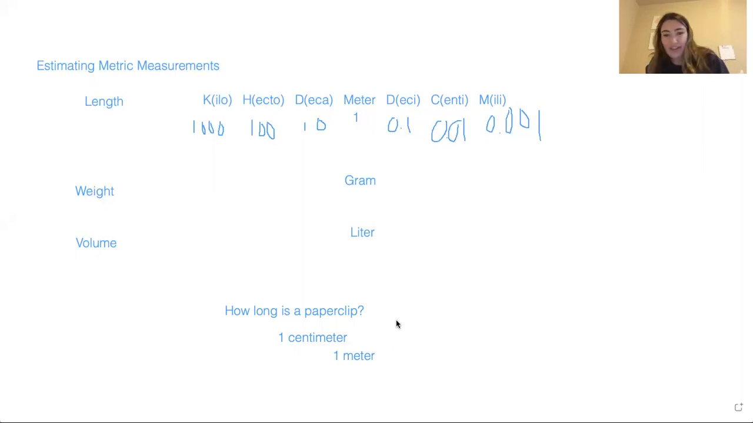So I hope this made a little more sense. It's really easy once you figure out the way the conversions go, and especially when you know which one's the smallest and which one's the biggest to make these little estimations. I hope that helped.